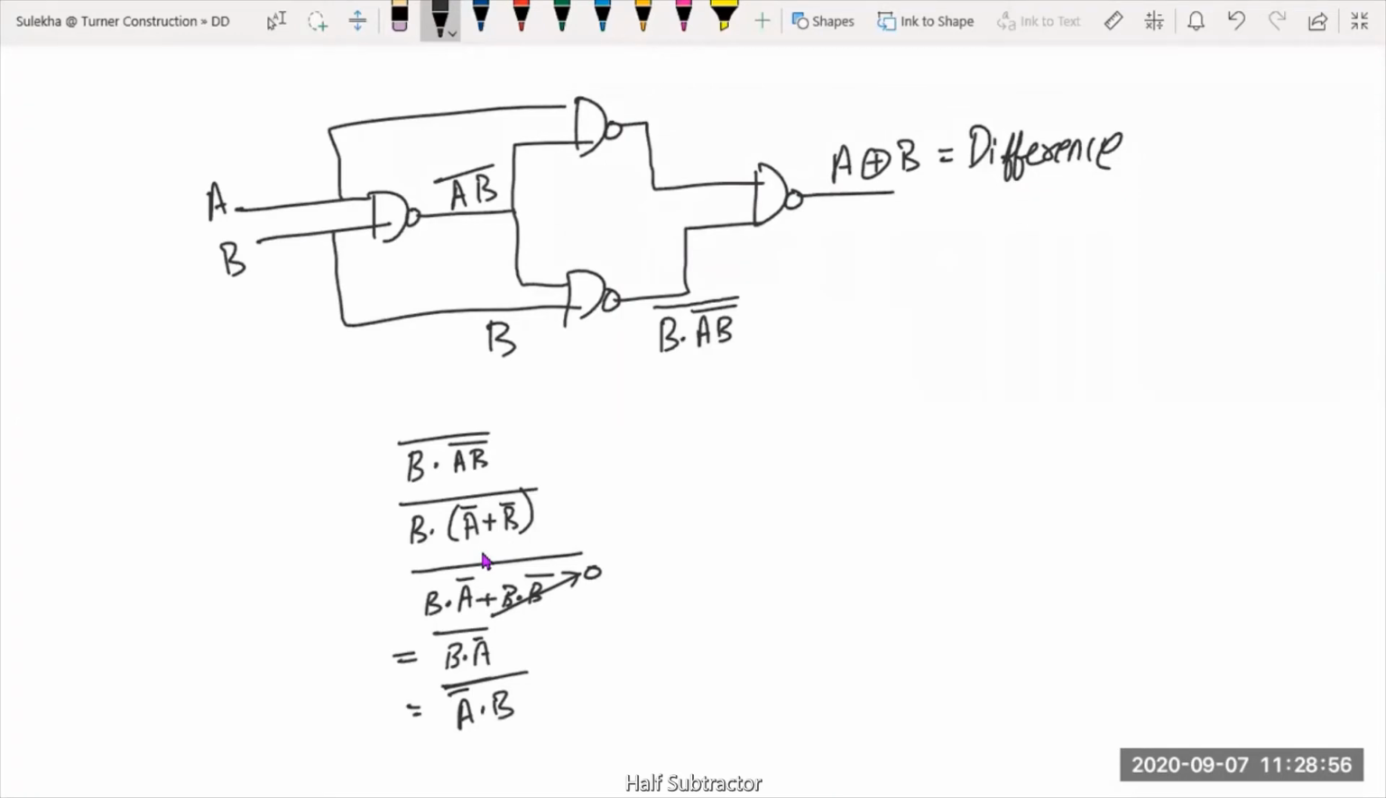So what I need to do is take one wire from here and connect one NOT gate, made using my NAND gate. If I connect one NOT gate, this bar will be removed, and I will get A bar dot B, which is nothing but my borrow. In this way, you can design your half subtractor using NAND gates.